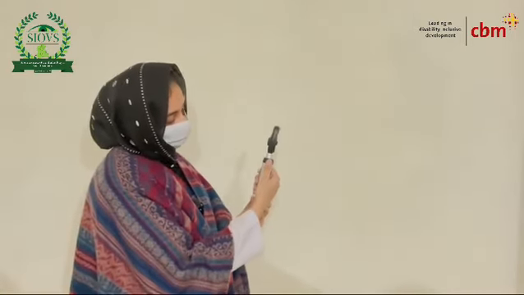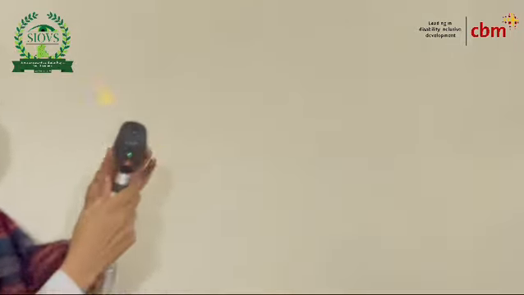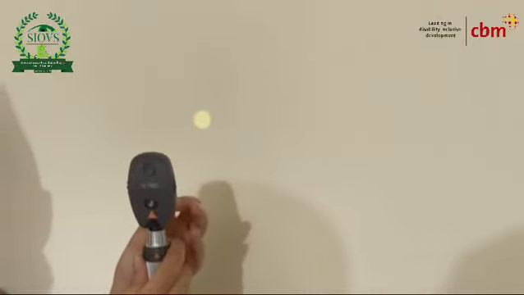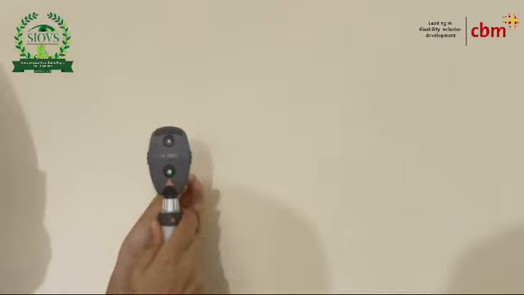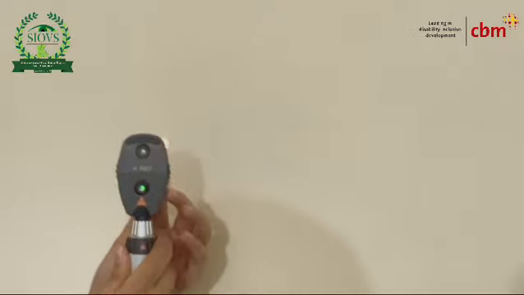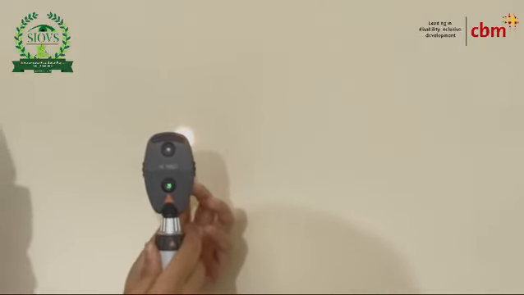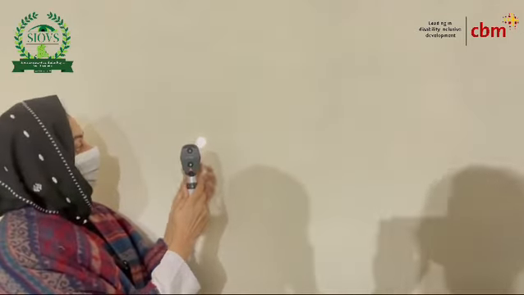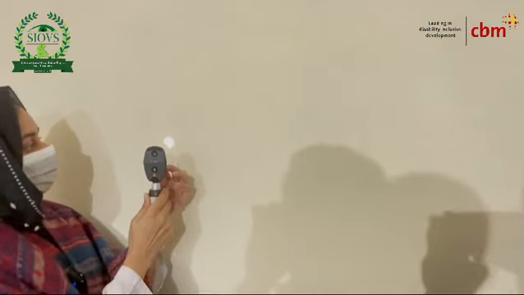Now I am explaining the different filters and apertures and the uses of these filters and apertures. First of all, I open this direct ophthalmoscope and see, these are the different apertures. This is a small aperture, used if the pupil size is small. And this is the large aperture, which we set if the pupil is dilated and large.